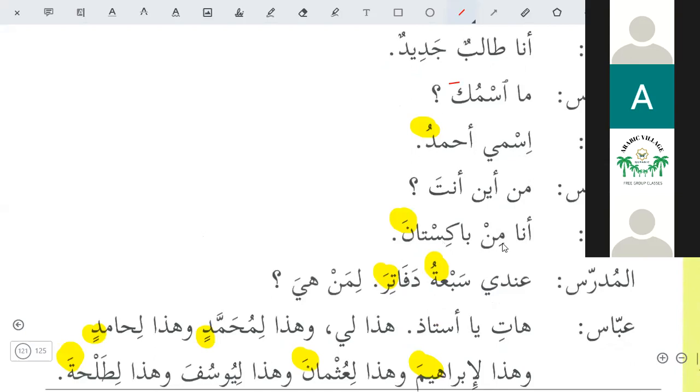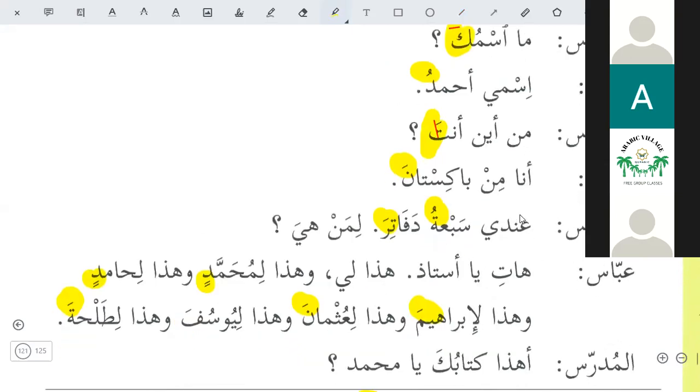Pakistan. We are learning grammar here. We are learning the last harf here. We must read the last harf. I am from Pakistan. Okay, good.